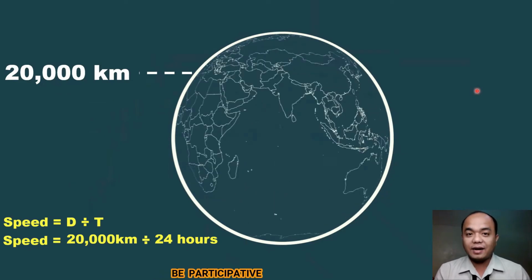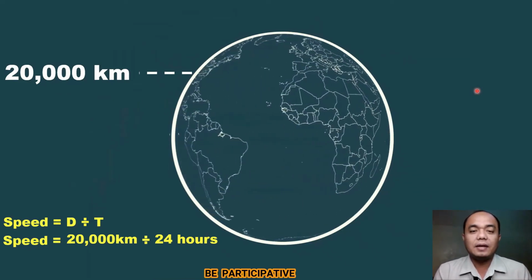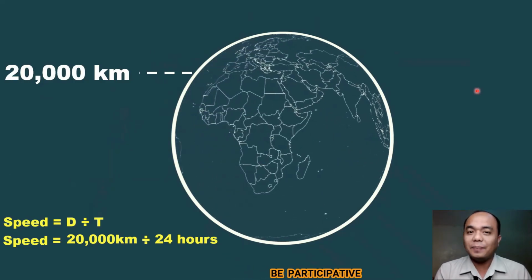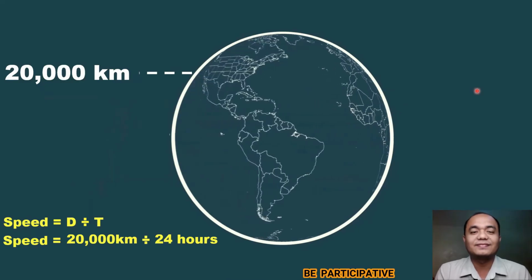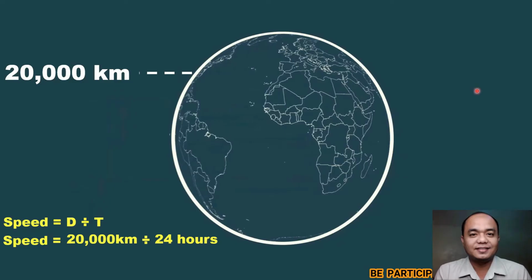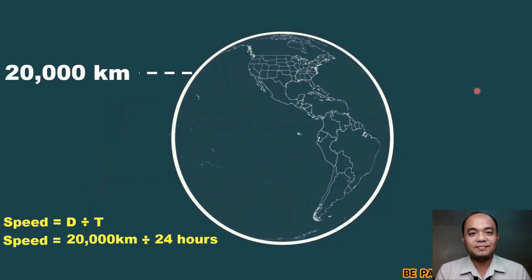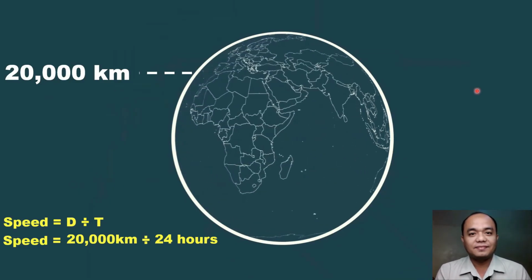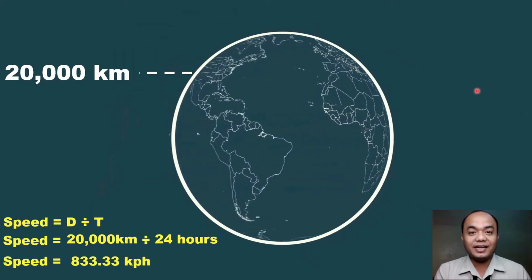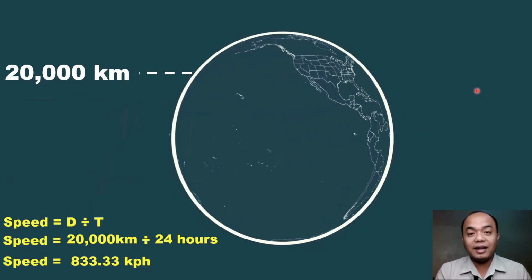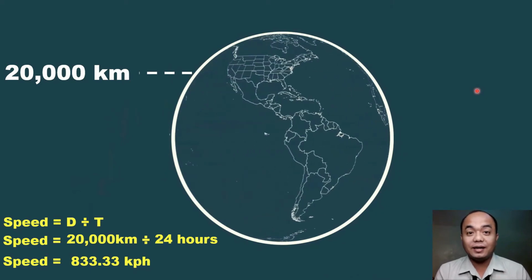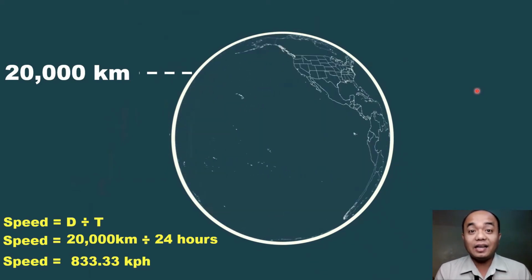Sige. This time, you solve it. Bibigyan kita ng time para isolve yung problem na yan. Please do it now. Now, what is the answer? Very good. The answer is about 800 kilometers per hour. Kalahati lang din ng rotational speed na matatagpuan dito sa equator.